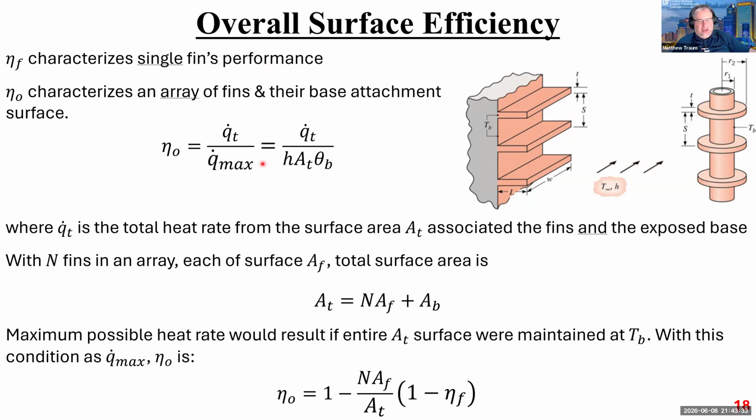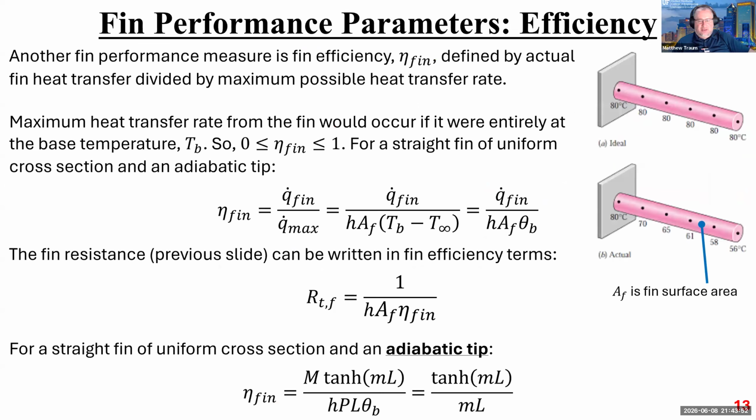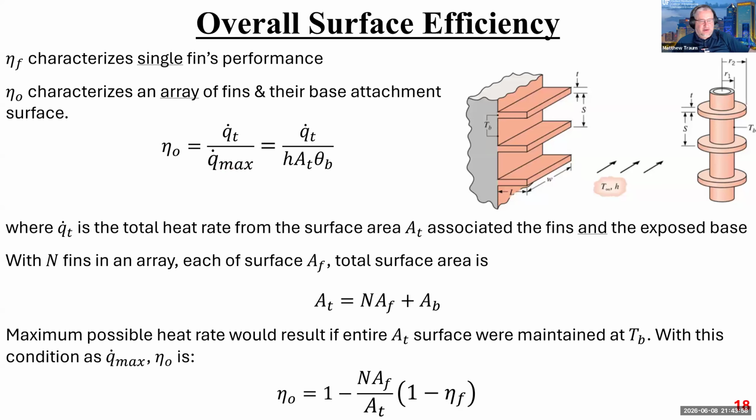And what is that? Well, it's just the heat transfer from all of those fins divided by the maximum possible heat transfer if all of those fins were maintained at the constant temperature of the base all the way down their length, right? This is just this concept all over again, right? Same temperature all the way down, except now for an array of fins instead of a single fin.